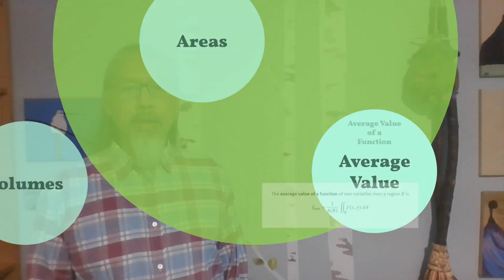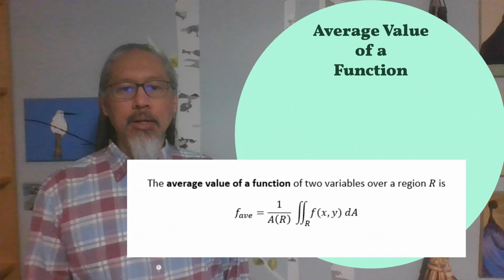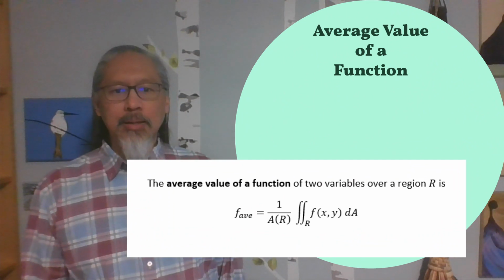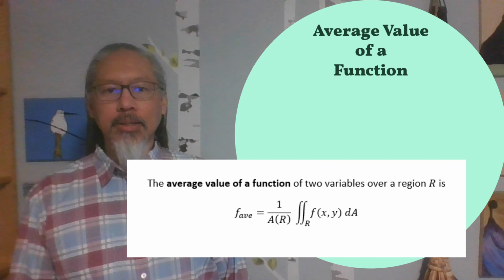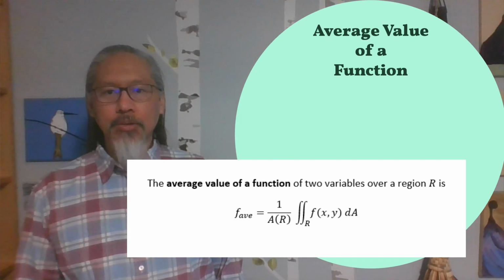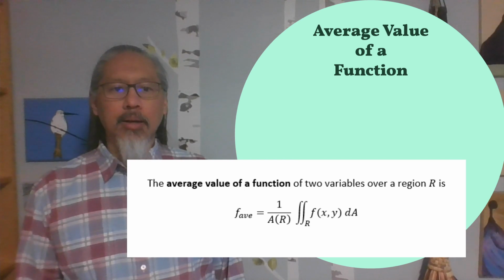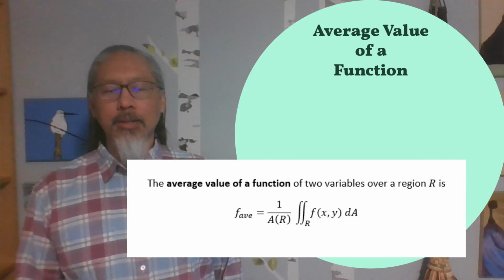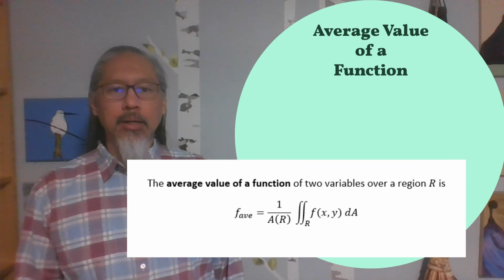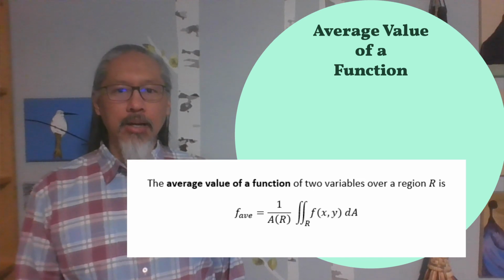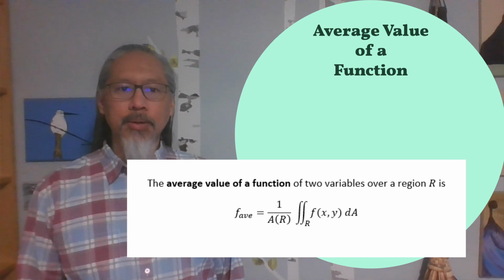And then finally, we have the average value function. The average value tells us that the double integral divided by the area of the rectangular region gives us the average value of the function over your rectangular region. This would be useful for things like statistics and finding the average value or the expected value of something.